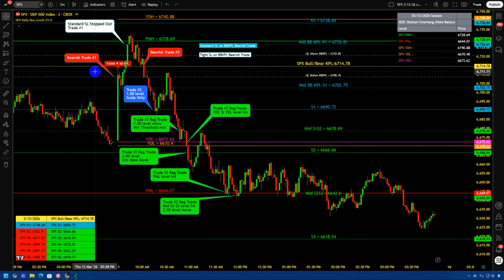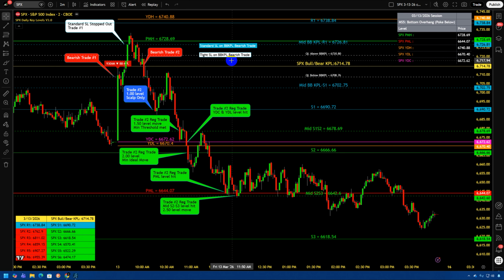The first trade here was bearish trade number one, which is signaled here by this 9:30 a.m. opening candle closing below the BBKPL. And we have our pop-up alert here for the 9:30 a.m. candle closing below the BBKPL. So that is our bearish signal for the 9:30 a.m. opening candle trade. So trade number one is a bearish trade off the BBKPL.